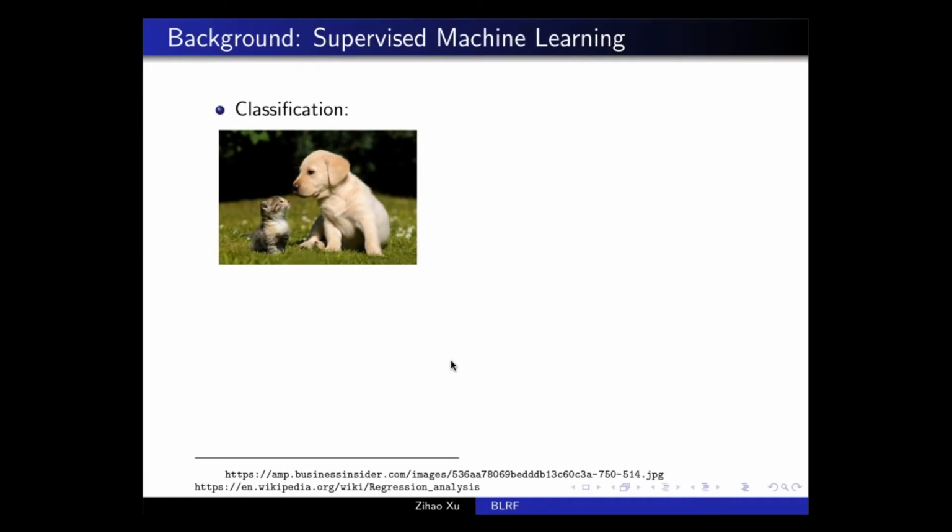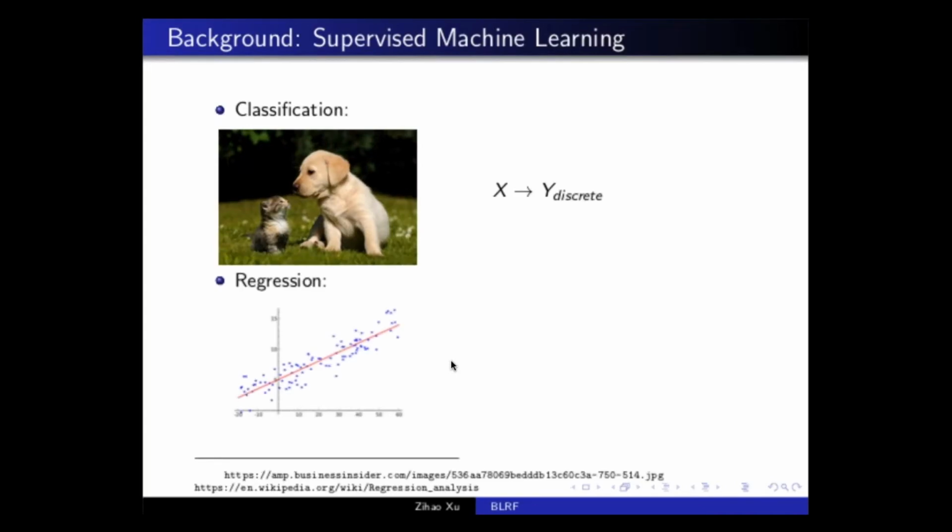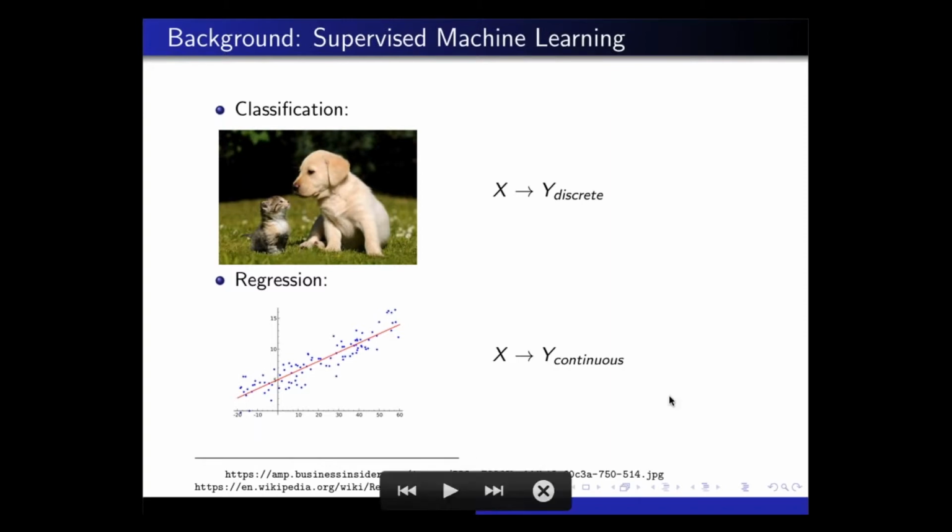And there are two broad categories of supervised machine learning. First one is classification, and that's when you have a set of features X and you're trying to predict something discrete, such as cat versus dog. And the second problem is called regression. That's when you have a set of features X and you're trying to predict something that's continuous. So on this plot, you can see that we're trying to predict the Y coordinates of each of the points using the X values.